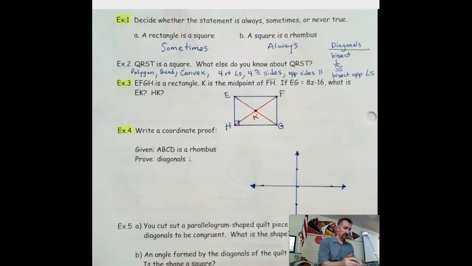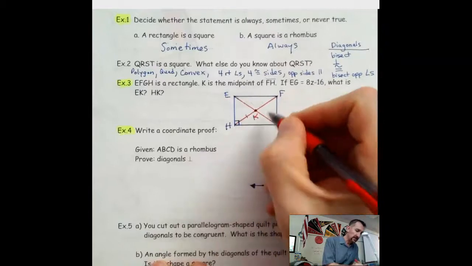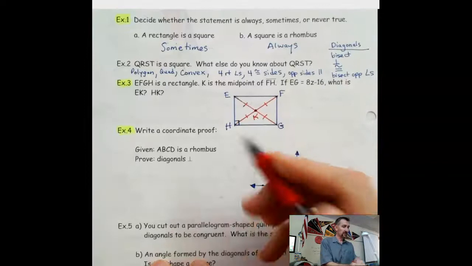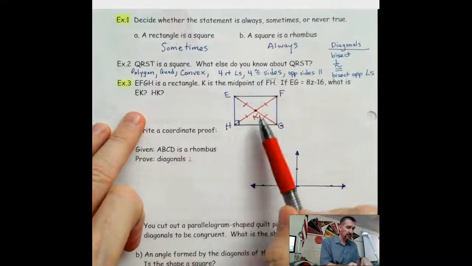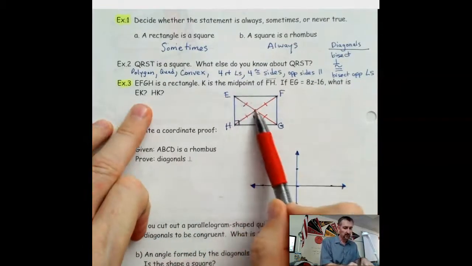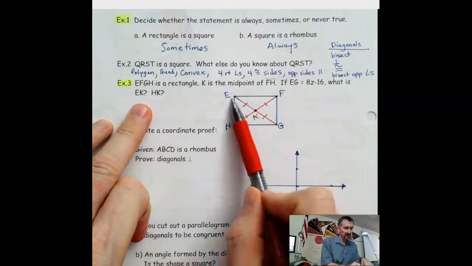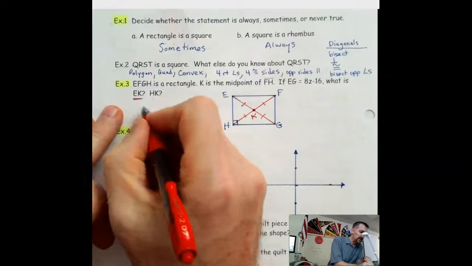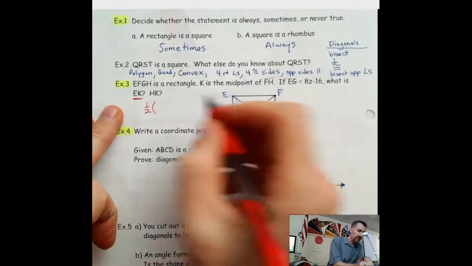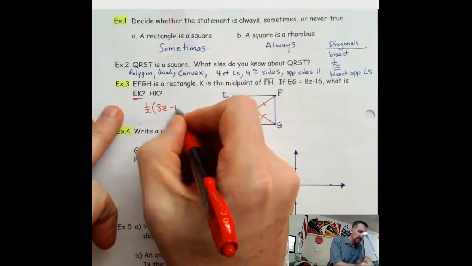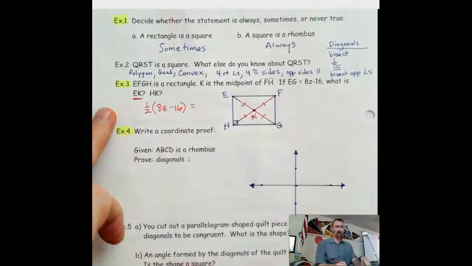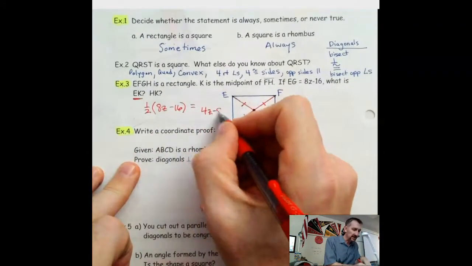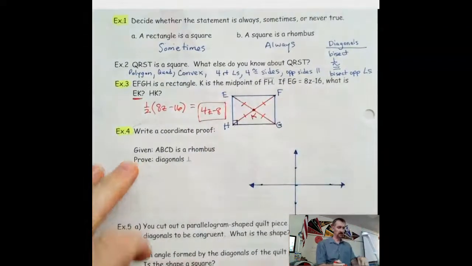So it's a rectangle, so we know that these bisect each other. EG is the whole way across. EK is half, so EK is going to be half of 8z minus 16. Hopefully we can all take half of that pretty quickly. That's going to be 4z minus 8.